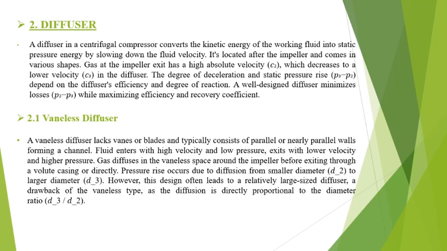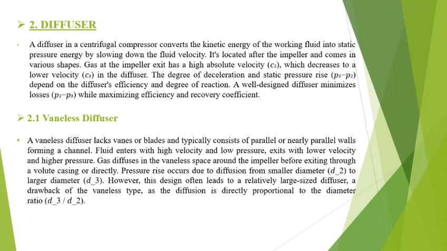A vaneless diffuser lacks vanes or blades and typically consists of parallel or nearly parallel walls forming a channel. Fluid enters with high velocity and low pressure, and exits with lower velocity and higher pressure. The gas diffuses in the vaneless space around the impeller before exhausting through the volute casing or directly. Pressure rise occurs as the flow diffuses from a smaller diameter D2 to a larger diameter D3. However, this design often leads to a relatively large diffuser.